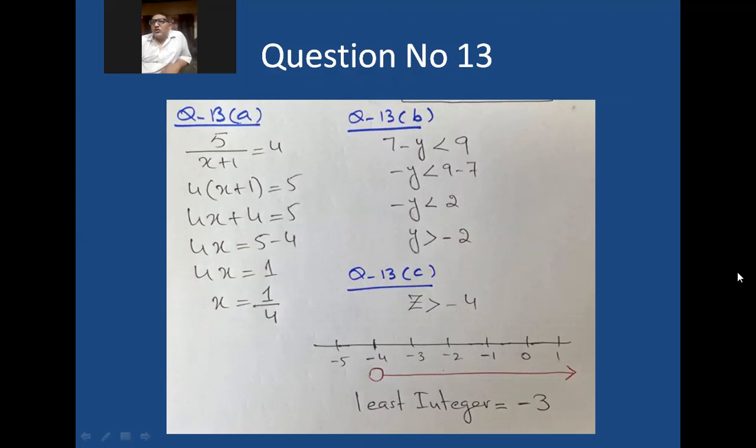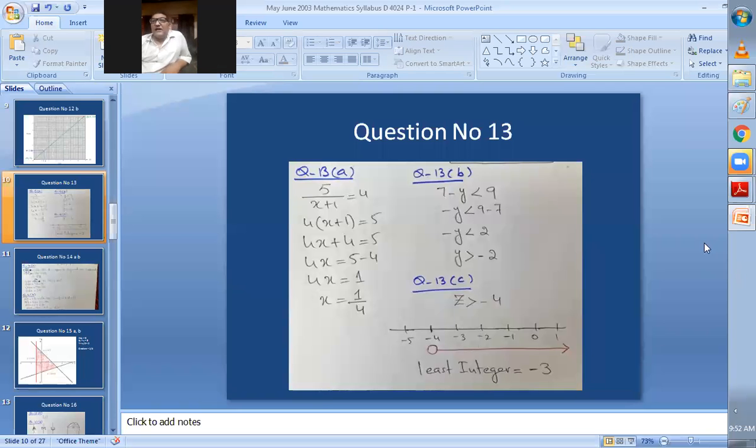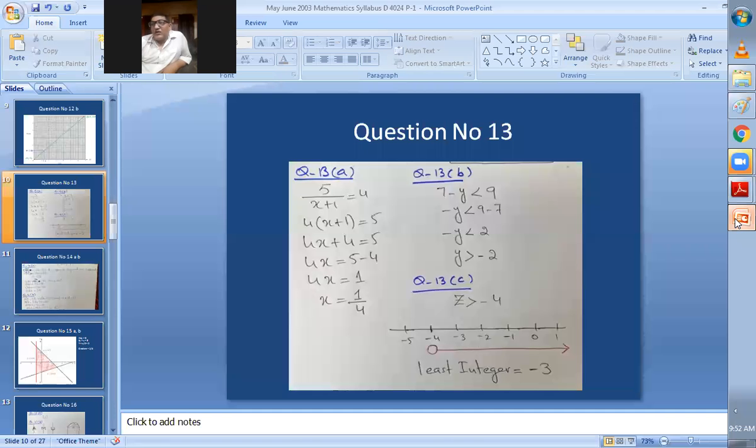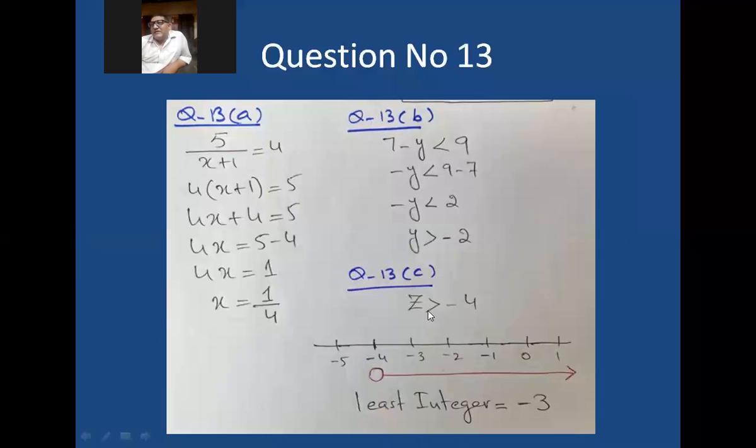Okay, then we have the next part, and in the next part he says write down the least integer value of z for which z is more than minus 4. Write down the least integer value of z for which z is more than minus 4. Let me show why. First of all, I represent this on a number line, and then it will be very easy. So it's written here z is more than minus 4.